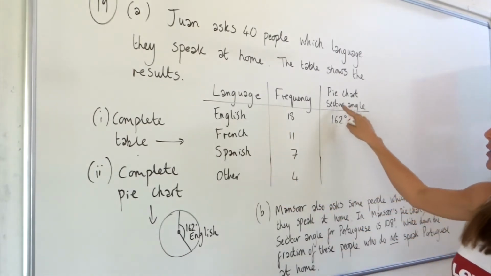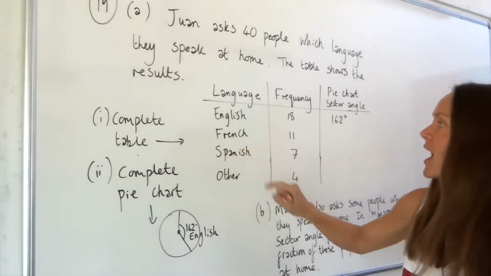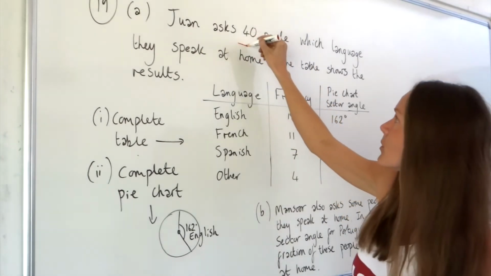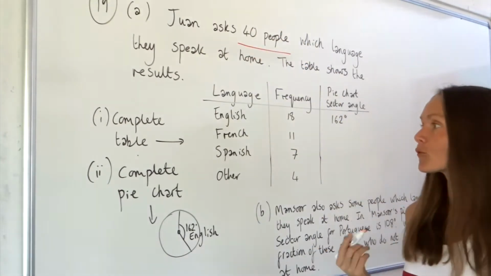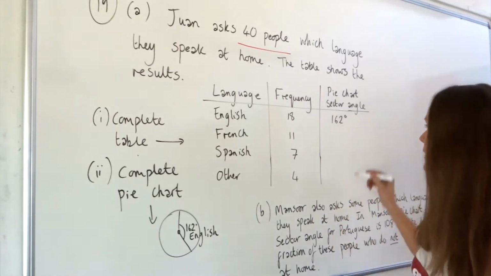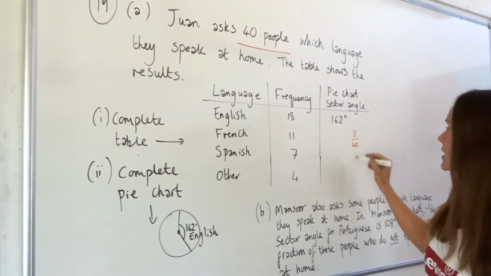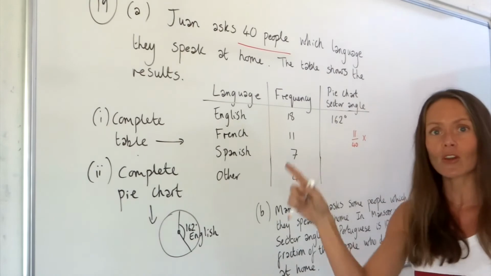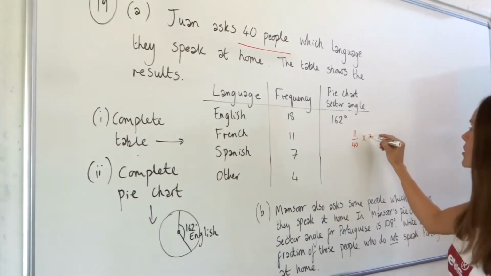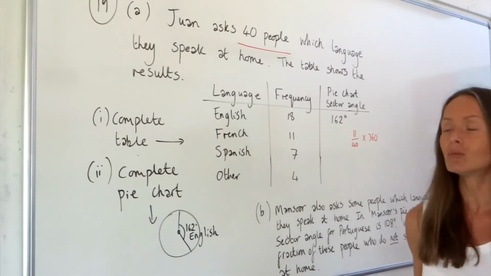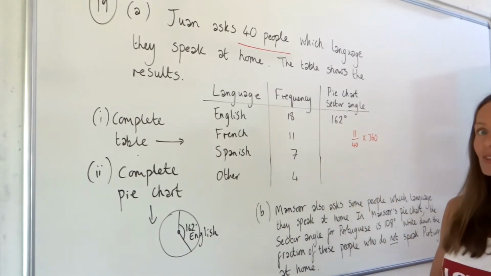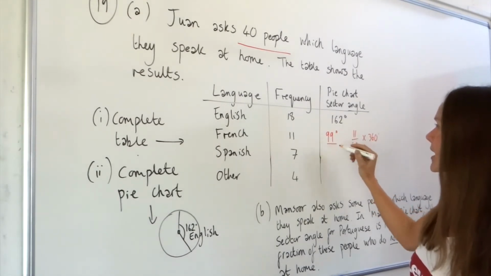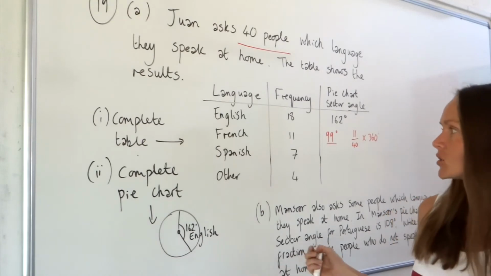So they've done English for us, so next up is French. And 11 people speak French at home. Now, the total number of people is 40. So the fraction speaking French at home is 11 out of 40. To turn that fraction into degrees, we have to multiply by a full circle, which is 360 degrees. So if you times the fraction of people speaking French by 360 degrees, it gives you 99. So that is the sector of people speaking French in the pie chart.